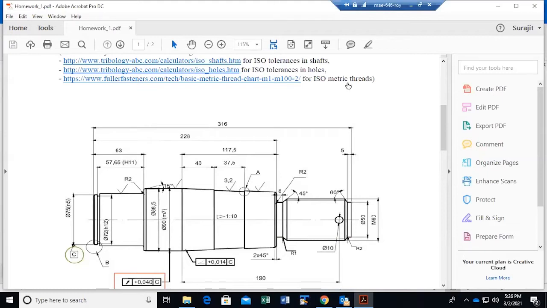Any other questions on problem number one, if you are not able to understand it yet?